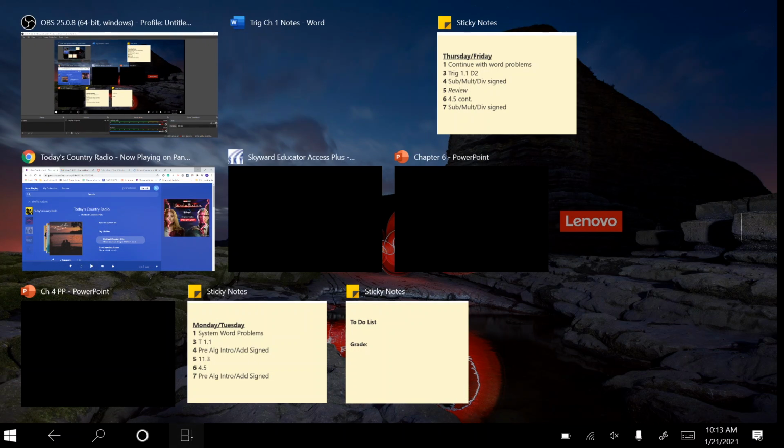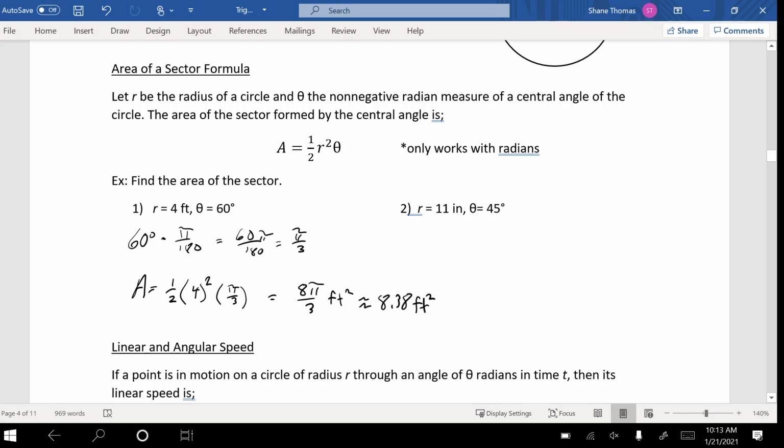So, second problem. All right, we changed it from degrees to radians. So what's it going to be in radians? Anybody? Pi over 4, right? Yes. That's the radian measure. Okay, pi over 4. Plug it in. All right, so we have 1/2 times 11 squared times pi over 4, right? So we're looking at what, 60.5 over 4? Is that what you got? And then what's that come out to be?